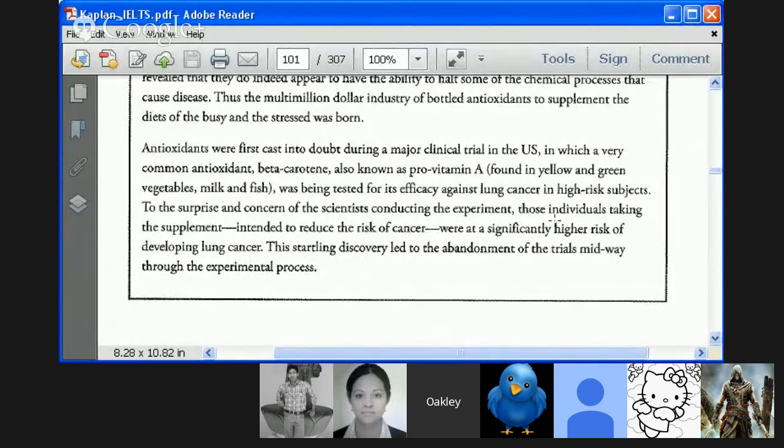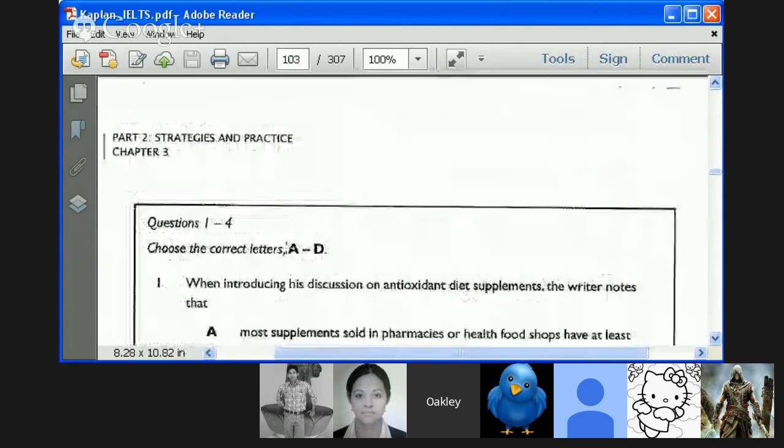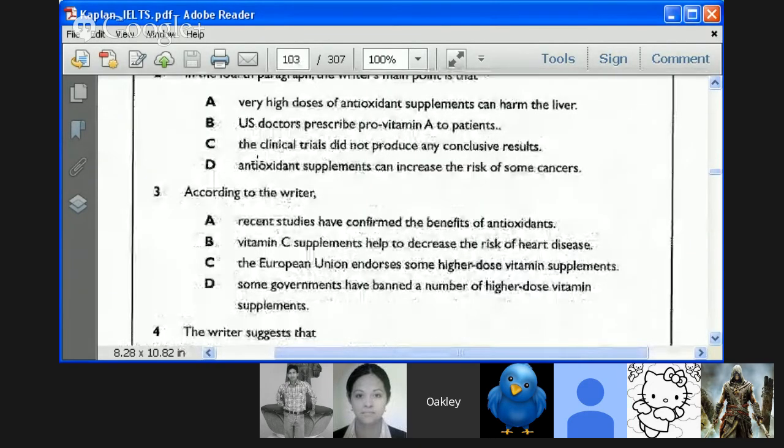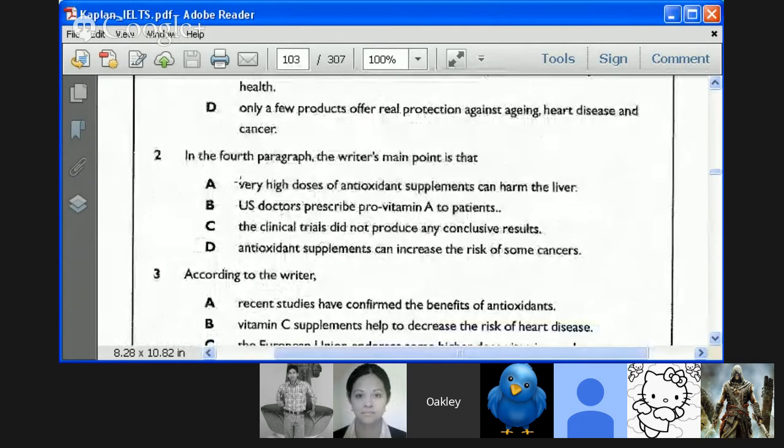Is there anything about high doses? No. Higher risk? No. There is nothing about high doses. I can cross that answer out. And by the way, one of your strategies is to take your pencil and cross it out. If you are absolutely sure it's not true, believe me, it actually helps. I couldn't find the word liver. Sorry? That harm the liver. I couldn't find the liver, it said lung.